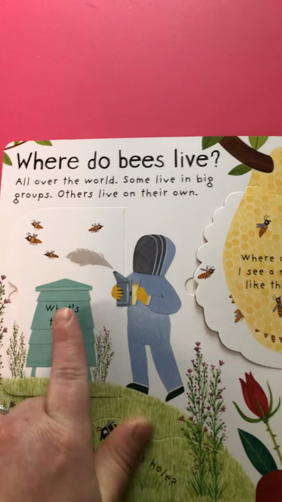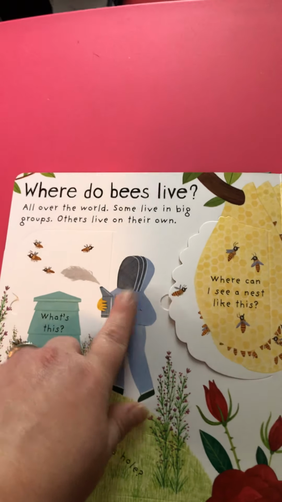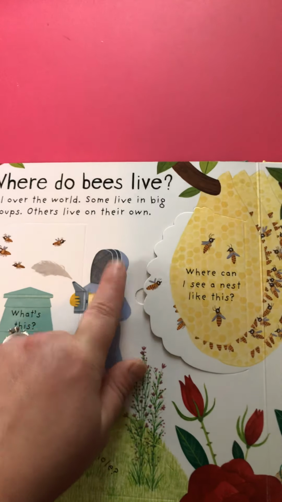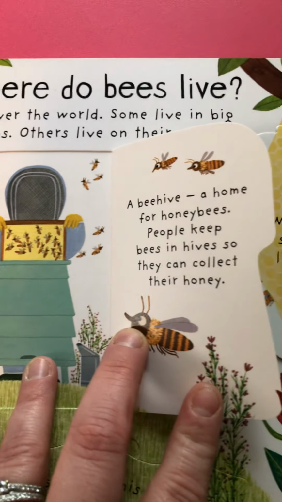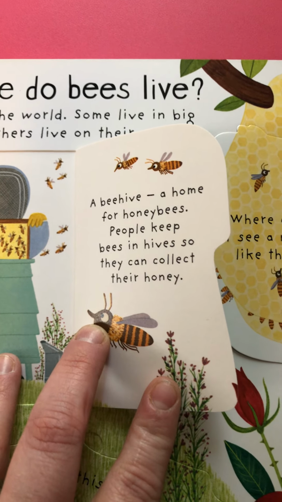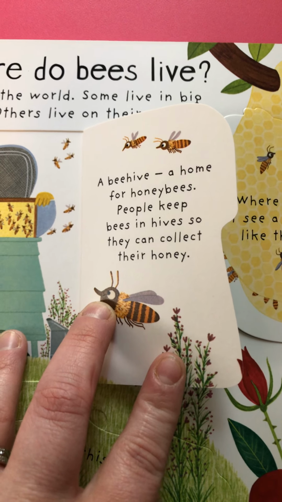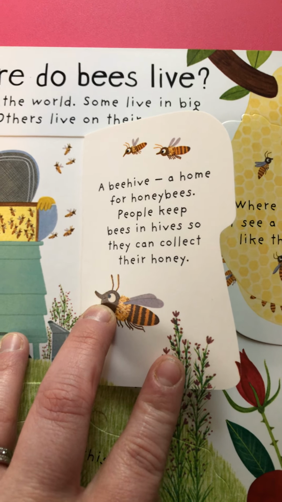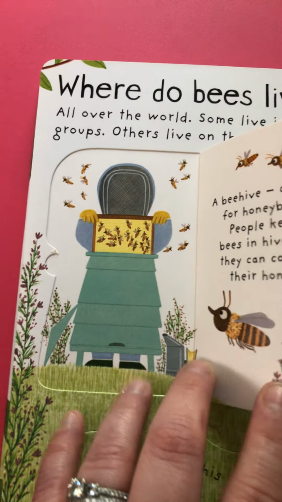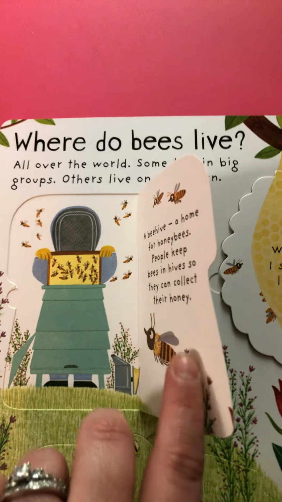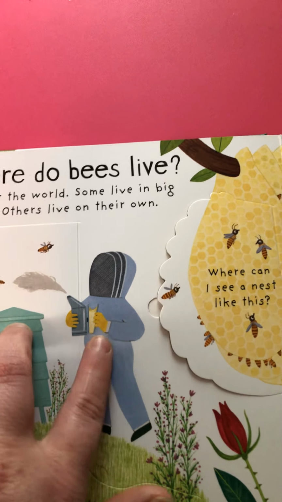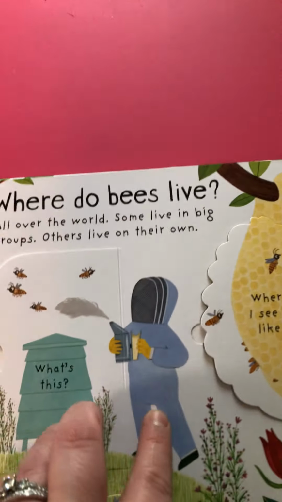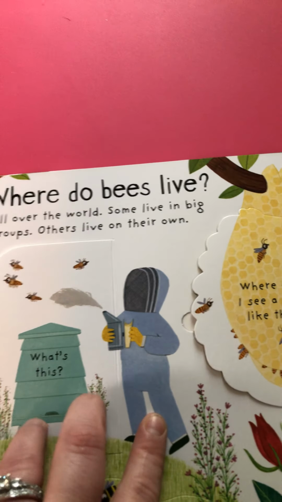So let's see, what do you think this is? And what this guy is doing, or lady, I don't really know who's in there. It says, what's this? This is a beehive, and it's a home for honeybees. People keep bees in hives so they can collect their honey. So it's like a building for the bees. And this person is a beekeeper. But they have to wear a special uniform to protect themselves from the bees.